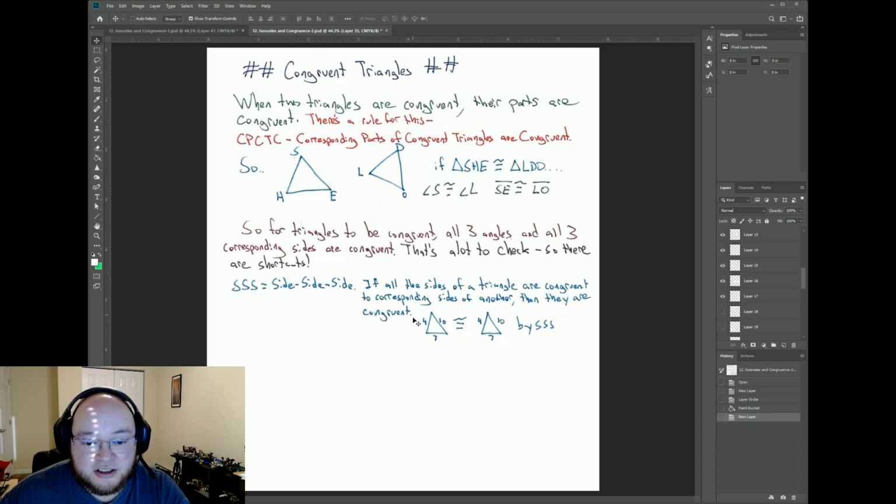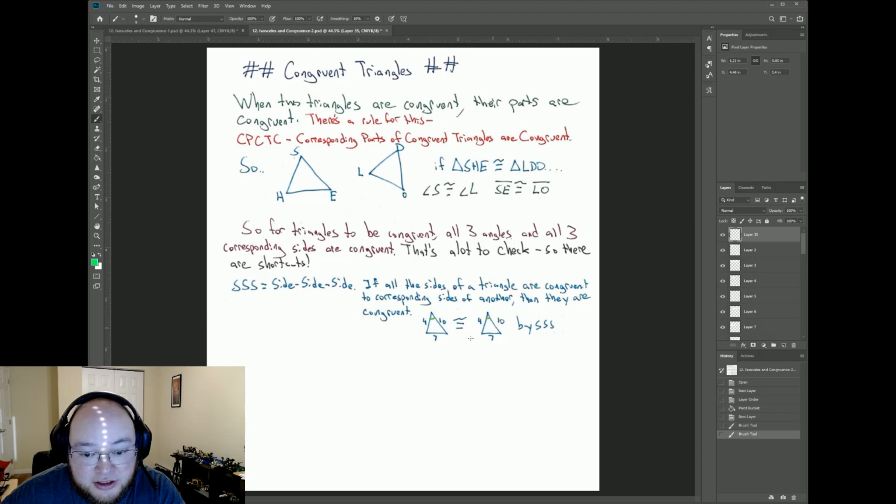So if I know this is 4, 10, and 7, and this one's 4, 10, and 7, you can say they're congruent by side, side, side. We don't have to check the angles. But the nice thing about it is that now that we know they're the same, we know those angles are the same as well. So we automatically know that this and this are congruent because SSS told us that these are congruent triangles.